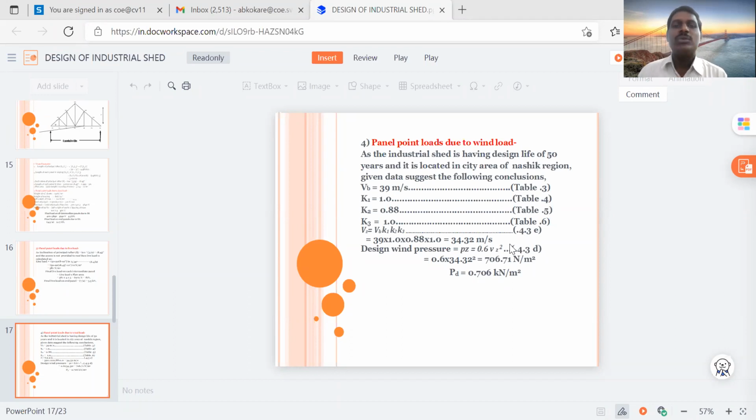From the design wind speed, we have to calculate the design wind pressure. So how to calculate design wind pressure? PZ is equal to 0.6 VZ square. So 0.6 into 34.32 square is 706.71 Newton per meter square. This design wind pressure is called PD, so 0.706 kilonewton per meter square. So this is the basic calculation of the wind loads.